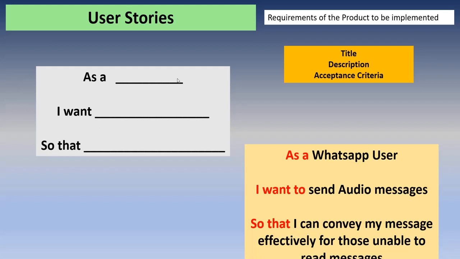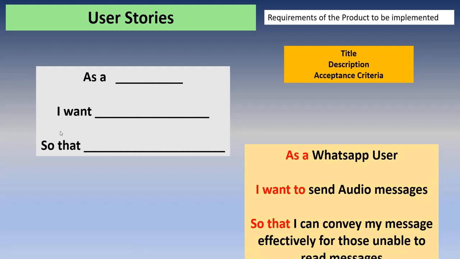So as a user, I want this feature so that I can use it in this way. I want to send audio messages so that I can convey my message effectively to those unable to read messages. That is the purpose of this feature, the end result once it is implemented. Like this, you need to write a user story or a requirement. In agile terminology, it is called a user story. We need to capture all the requirements, and each user story should implement one feature. It is independent from one another.